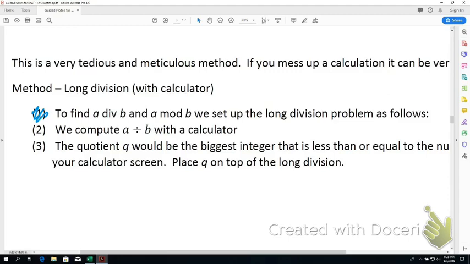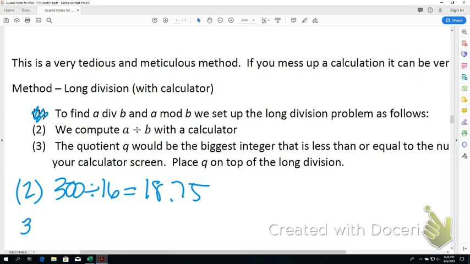So first thing, I want to compute A divided by B with a calculator. So 300 divided by 16 with a calculator gives me, 300 divided by 16, I get 18.75. So this is like the second step here. So what about the third step?